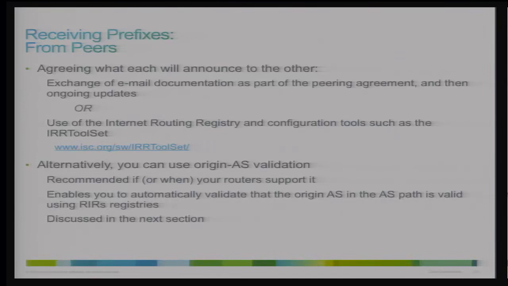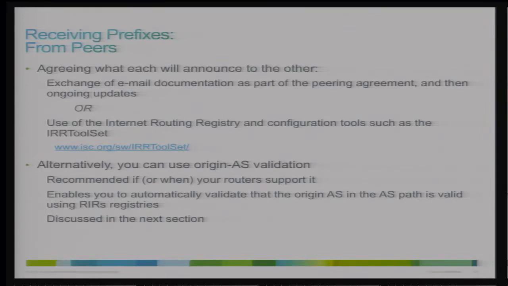One way is very static. You'll have a mutual agreement with your peer, even with records of that agreement in the form of email or some other mechanism, and then you'll decide you will exchange this set of routes, and you will only allow those routes from one another. There is another way: check the internet routing registry, and there's a link there.